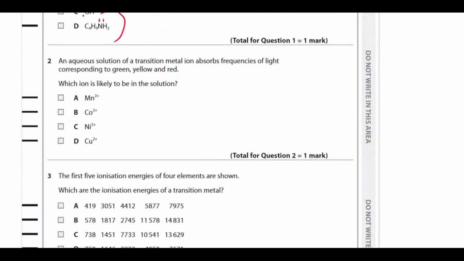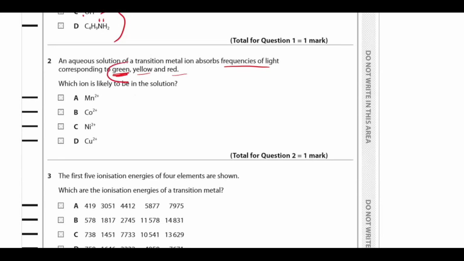All right, moving on to the next one. It says an aqueous solution of a transition metal ion absorbs frequencies of light corresponding to green, yellow, and red. Which ion is likely to be in the solution? Now, in order to solve this, we can clearly see that 3 of the colors, green, yellow, and red, have been absorbed.